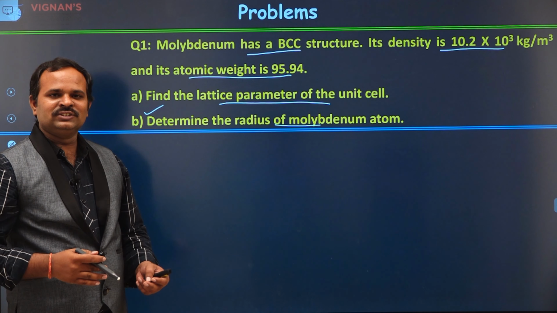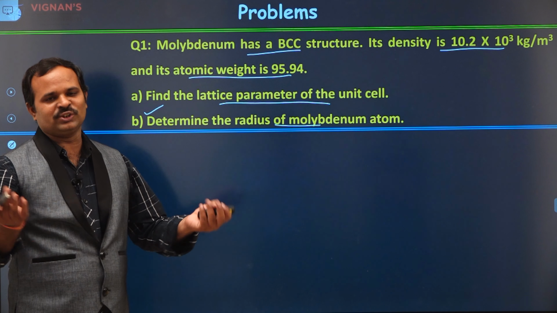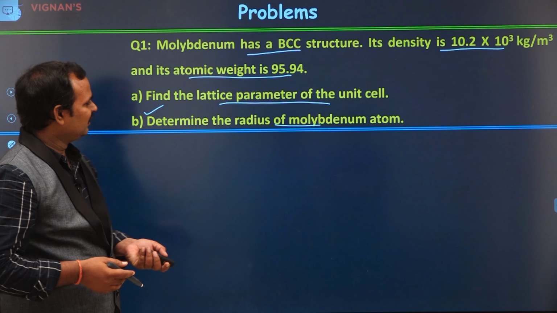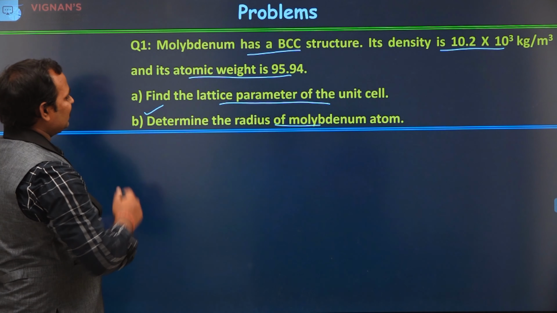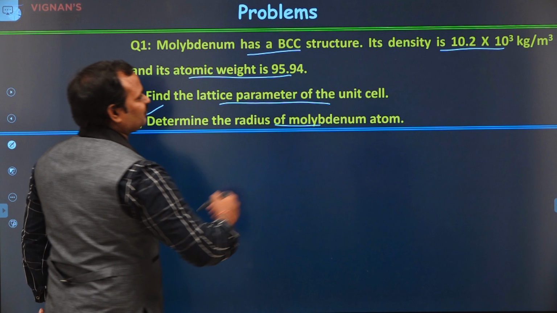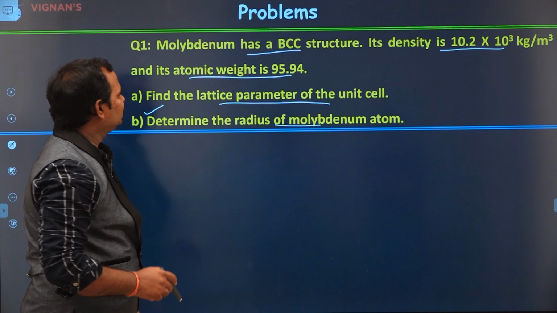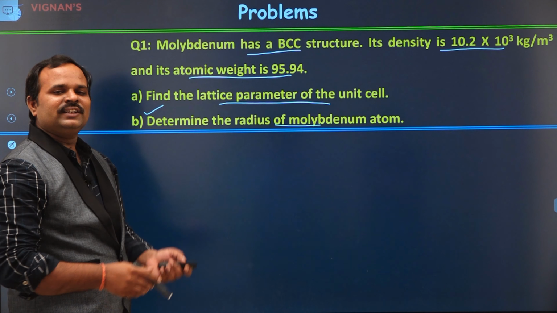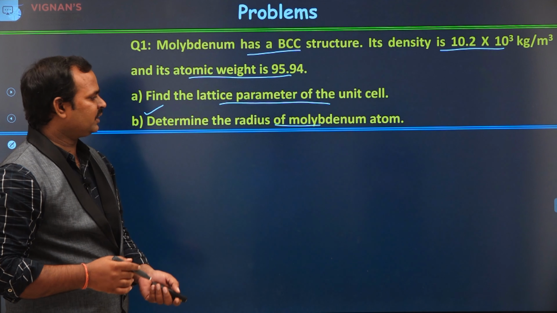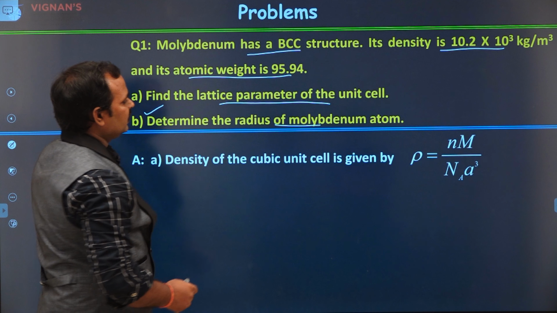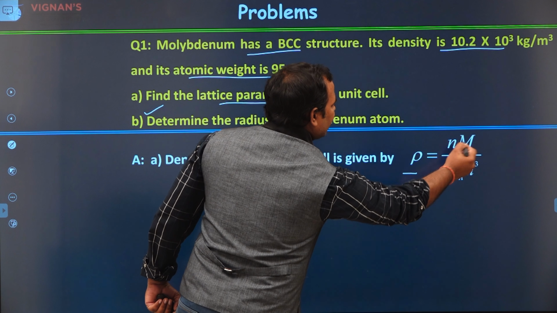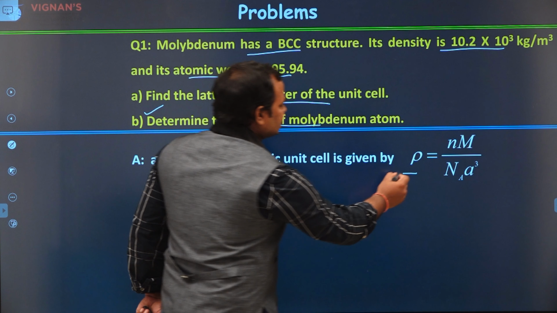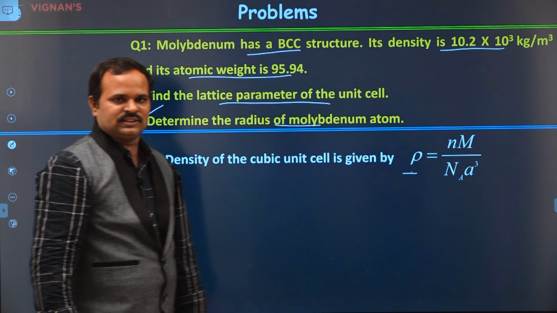If you know how to find it, please pause the video and do it yourself. If you don't know, let's continue. Here it was given the density of the crystal and the atomic weight. Now we know the relationship between the density of the crystal and the lattice parameter: rho is equal to Nm by Na into A cube. This is the relationship between the density of the crystal and a cubic lattice.